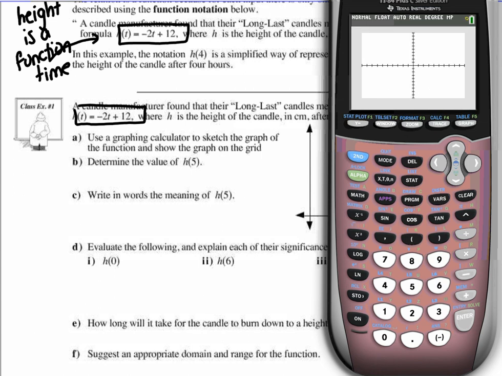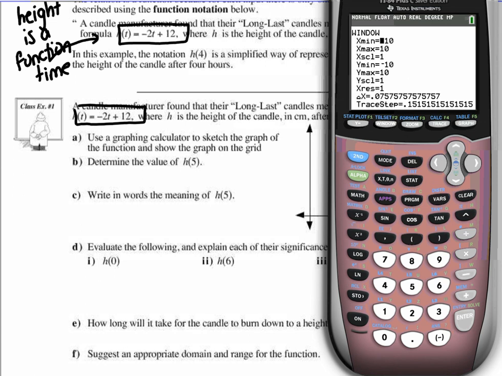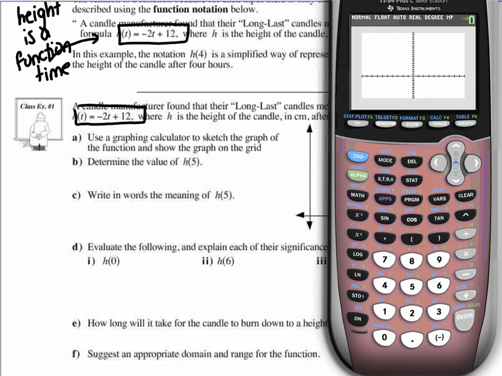Now remember, right now we're in standard windows, and to be in standard windows you'd push zoom 6. We want to be able to see the x and the y intercept, so I need to go a little higher. In my window, I'm just going to change my y max to 20, so I can see the y intercept. There it is. So I used negative 10 to 10 still for x, but for y, we did negative 10 to 20.